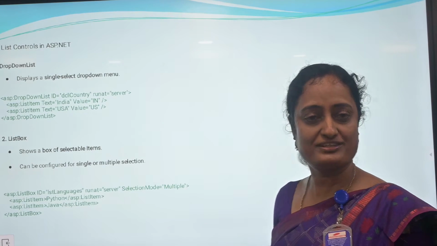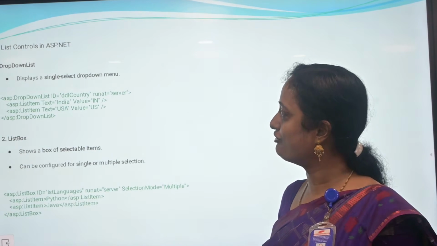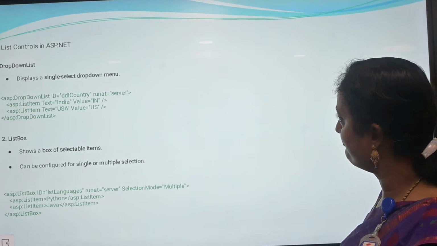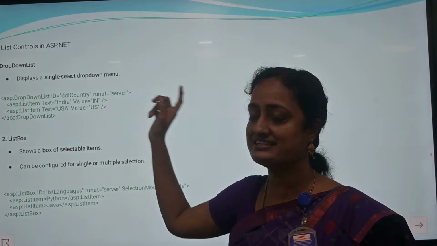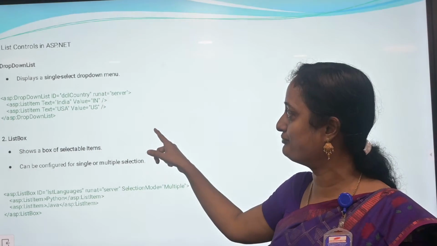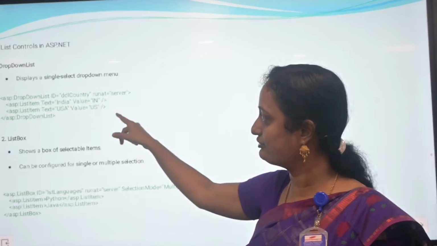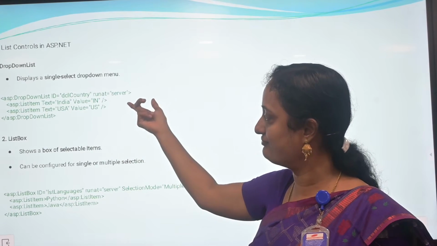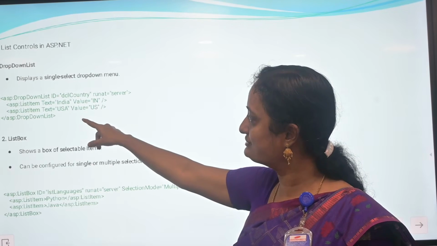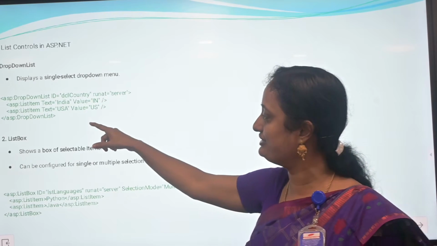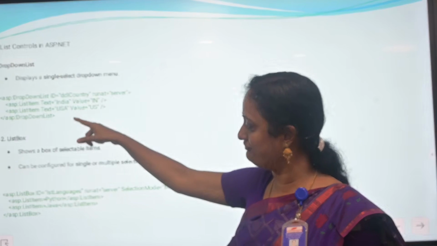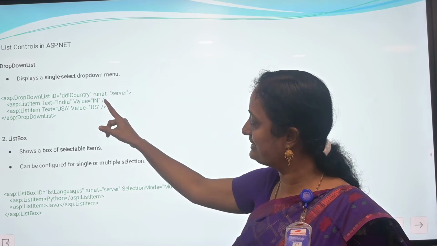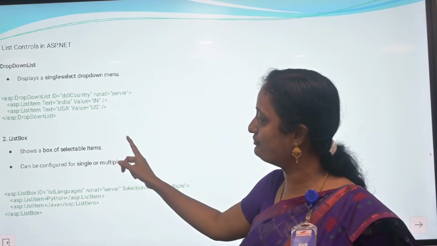Okay, next we'll see about the list controls. List controls also have a drop down list box. The specialty of the drop down is that it is used as a single select drop down menu. So this is our coding: we have to give a drop down list. The ID is your wish, you can give any ID. Here I have given the countries, India and US. If you want, you can give UK also. But it is used to select only one item. This is called drop down list.